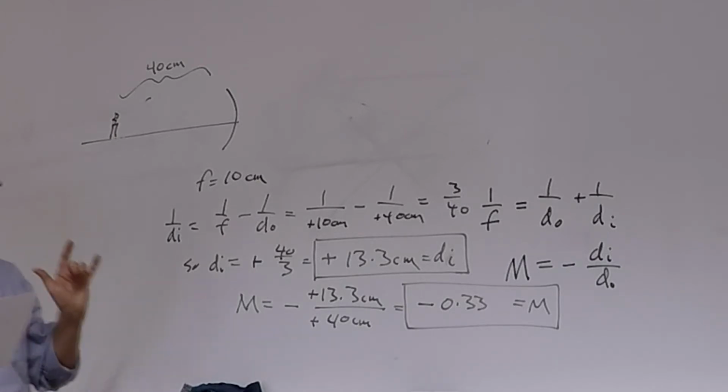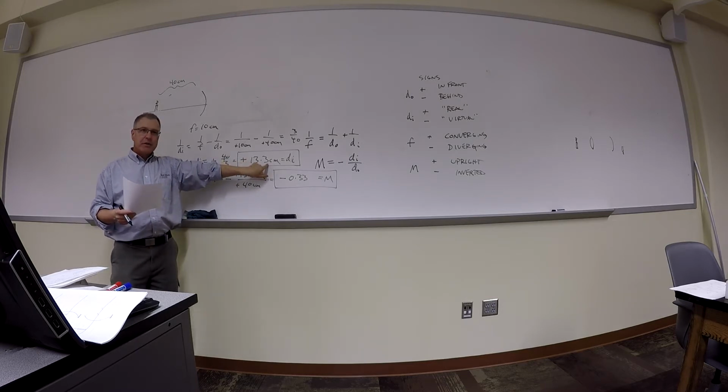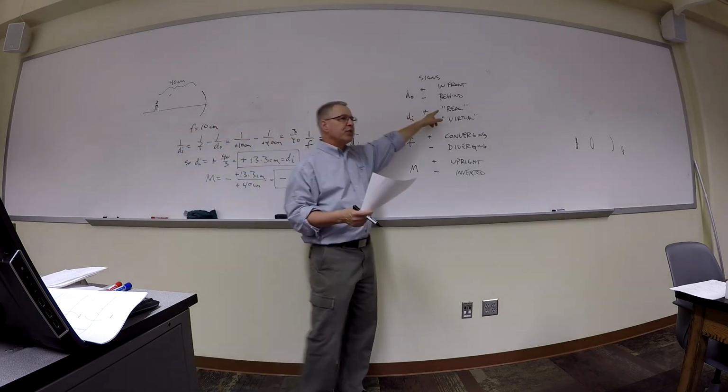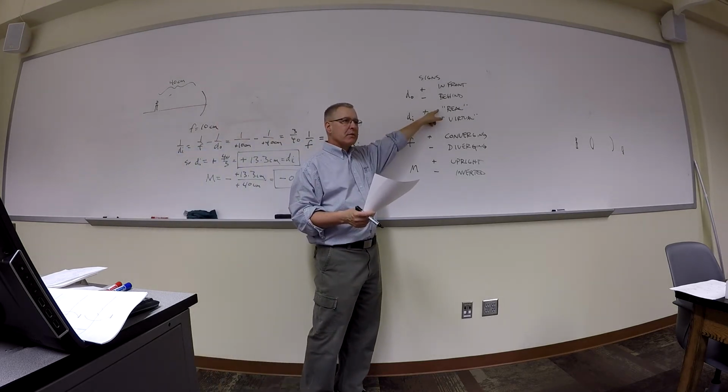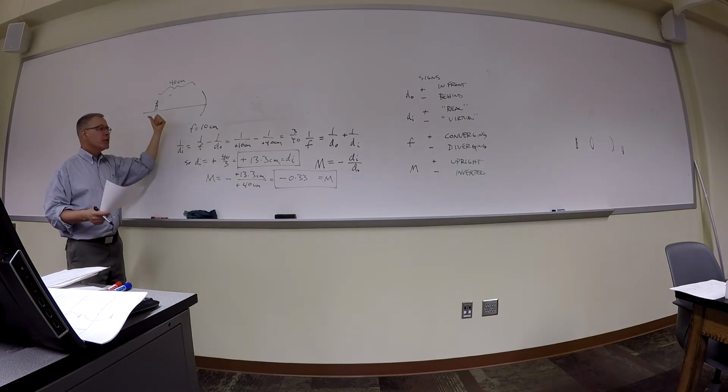So, where is my image? What's the 13.3 centimeters tell me? That's distance from the mirror. What does the plus tell me? That tells me which side of the mirror. Is that right or left? That tells me reflected rays actually touched it. Where are the reflected rays? To the right or the left? I'm going to hit that and go that way. So that says 13.3 centimeters on this side from the mirror.